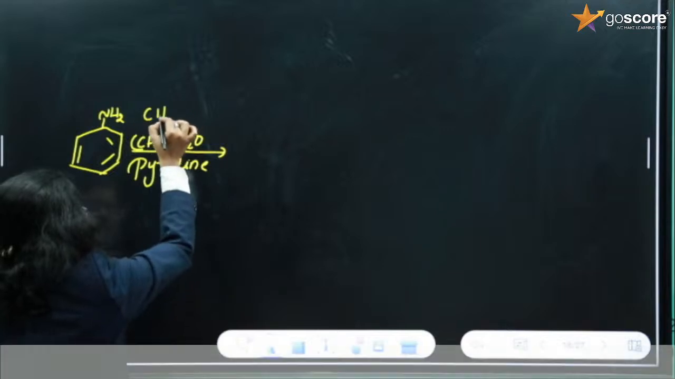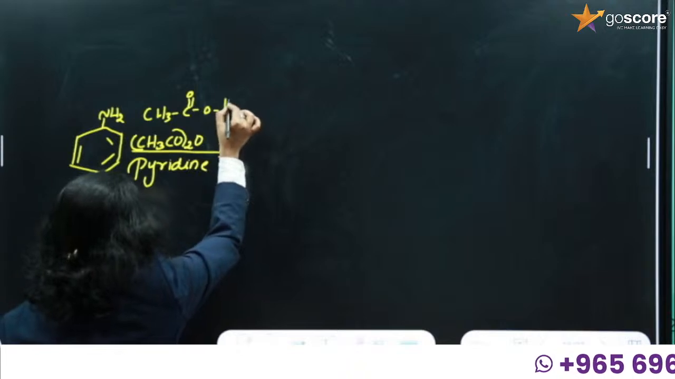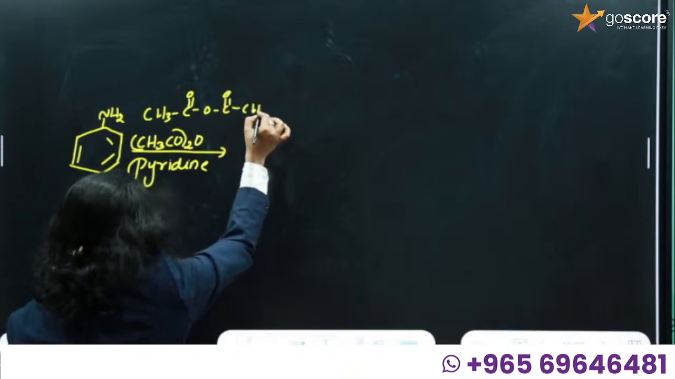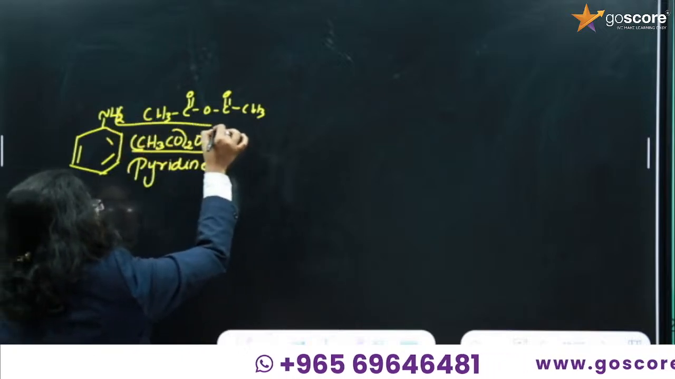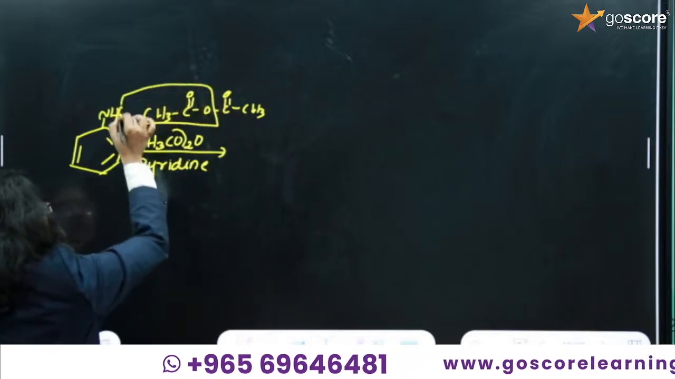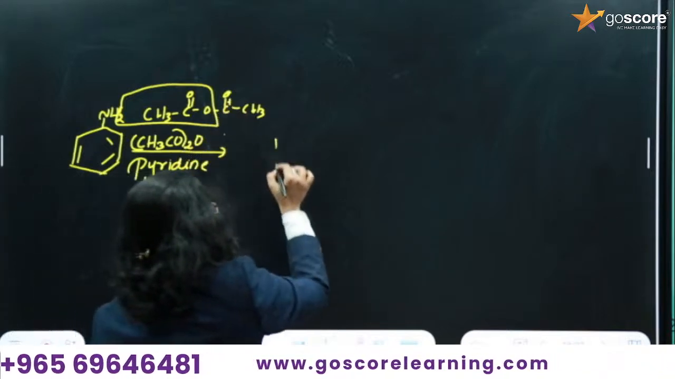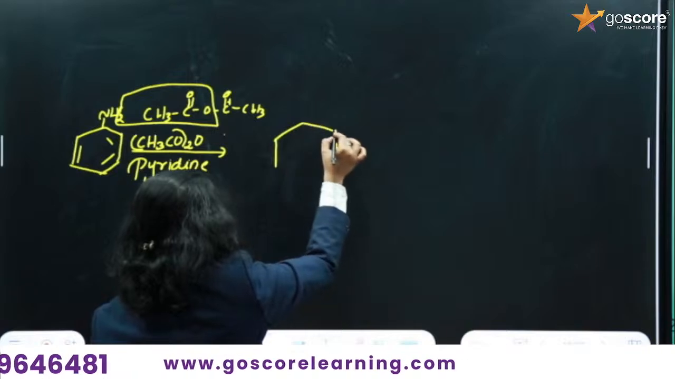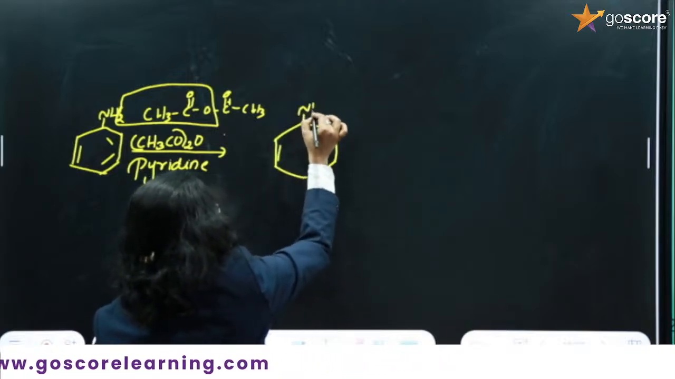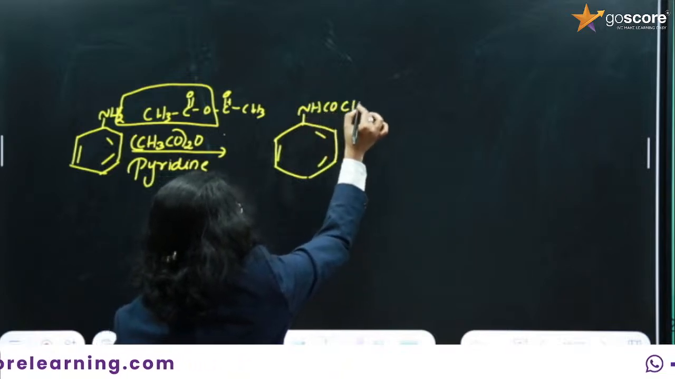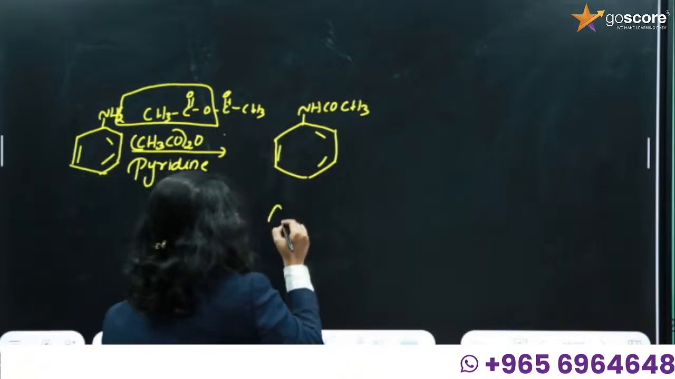See, right here, that is CH3 C double bond O, C double bond O CH3. This is acetic anhydride. From here, one hydrogen will be eliminated as acid. The remaining will be C double bond O CH3. So it will be attached on the nitrogen, that is NHCOCH3. That is acetanilide will be formed.